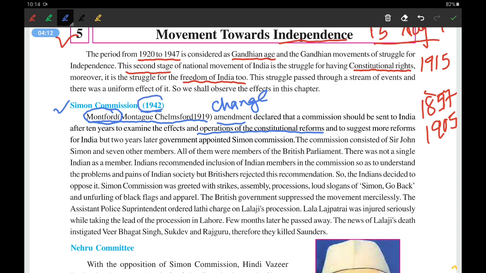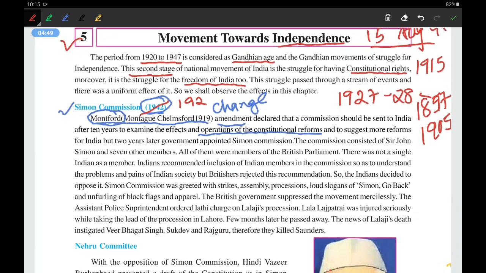Now here the date is wrong. Actually the Simon Commission was appointed by the British Parliament in the year 1927, and it actually came to India in the year 1928. What was the problem with this commission, we are going to see further. But remember this date, so correct this thing here and write 1928.